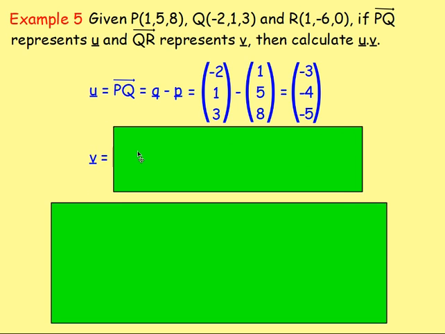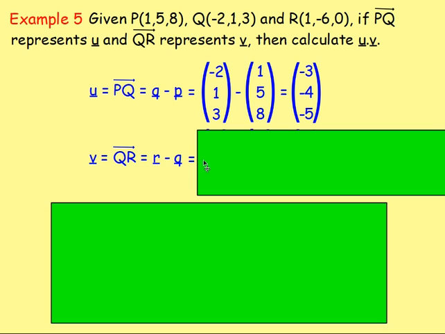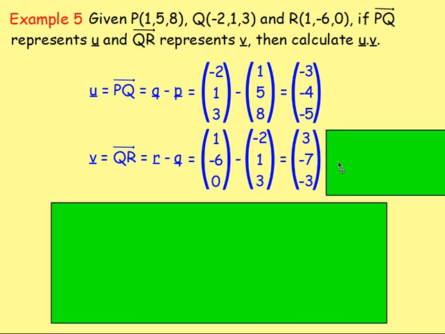Do the same thing for v. What is v? Well, that is QR. And to work out QR, what would you do? R minus Q. Good, well done. And if you put in the vectors, you will end up with (1, -6, 0) take away (-2, 1, 3), giving you (3, -7, -3). From there, what would you do? Aaron, help us out. Excellent, well done.